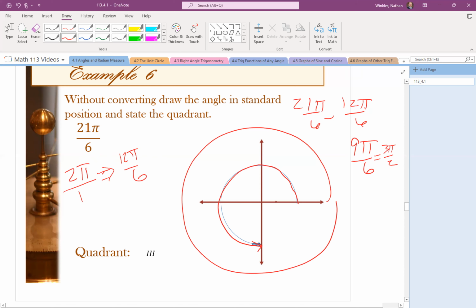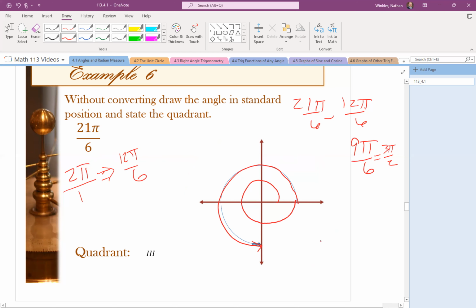Technically, it would be 1 full revolution and then pick up from there. So then it looks like this right here, because the 1 full revolution is this 12 pi over 6 that we subtracted out.